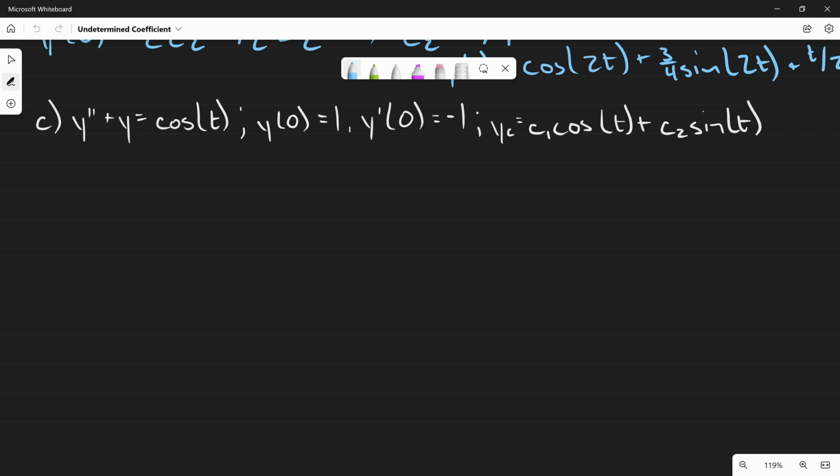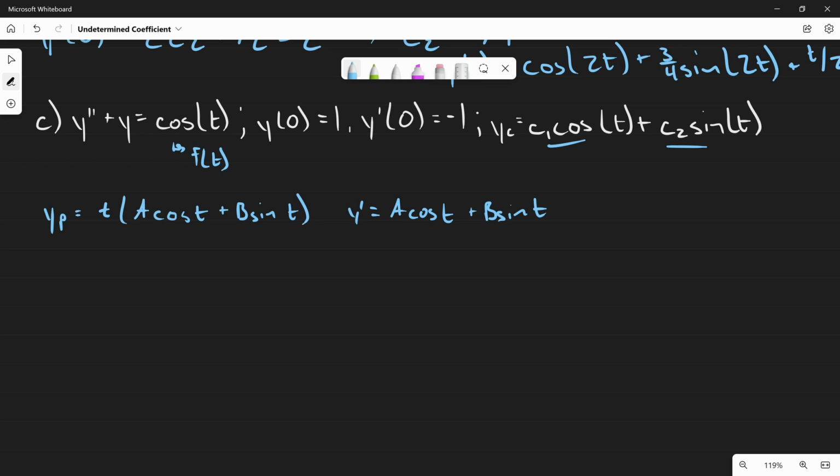As we can see, our function f of t is equal to cosine of t, and our homogeneous solution has the sine and cosine. So that means we have to multiply our particular solution by t, because we have it in the form of a cosine of t plus b sine of t. So we multiply everything by t. Then we have to take the derivative, giving a cosine of t plus b sine of t plus t times negative a sine of t plus b cosine of t.